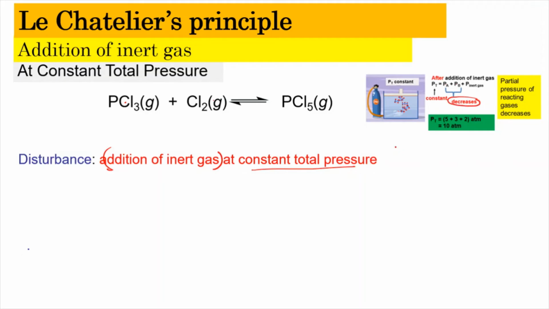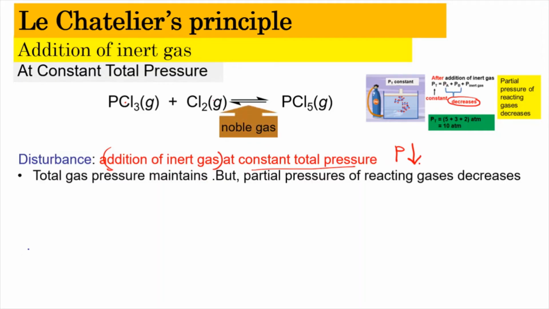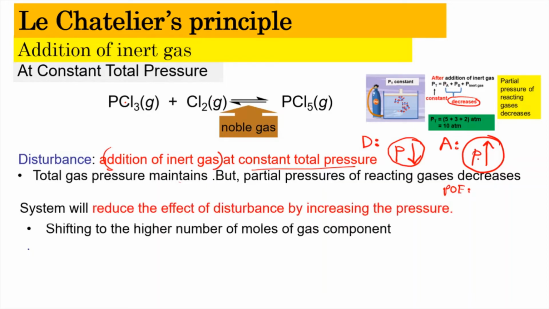It is as if the partial pressure will decrease. So you can say that the total gas pressure will be maintained at 10 atm, but the partial pressure of the reacting gases will get lower. So here is your disturbance, and your action is that you need to increase the pressure back. So how can you do that? You can increase the pressure by shifting to the higher number of moles of the gas components.